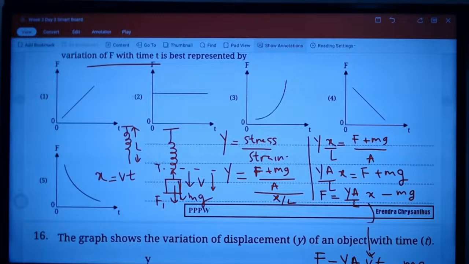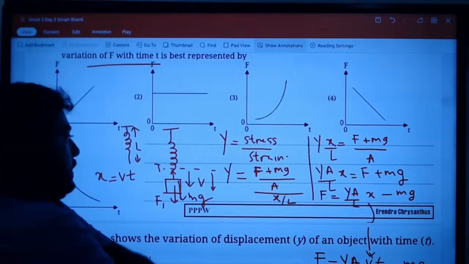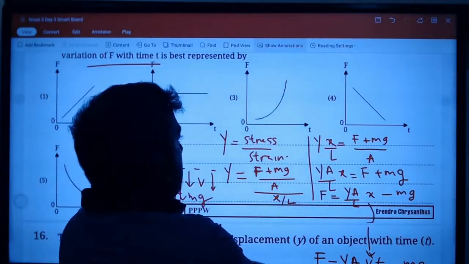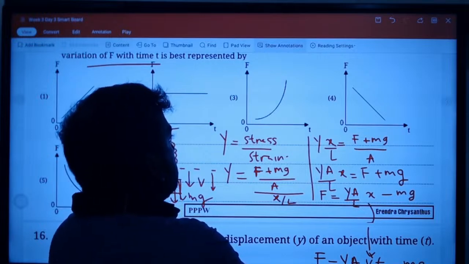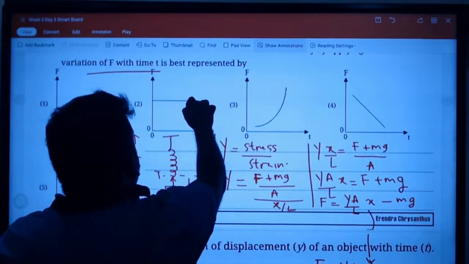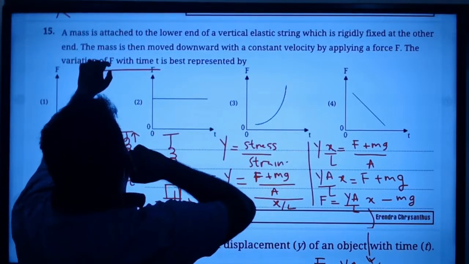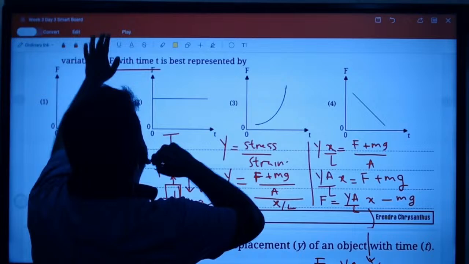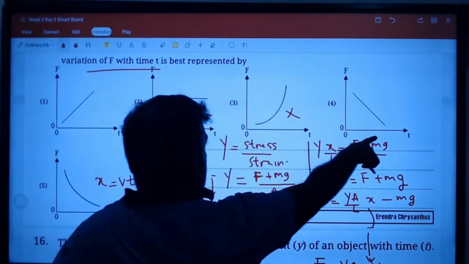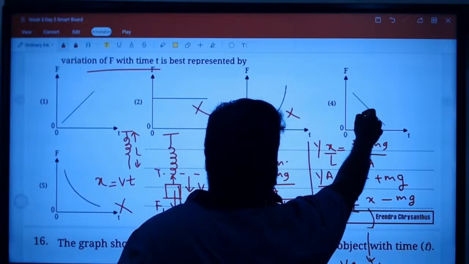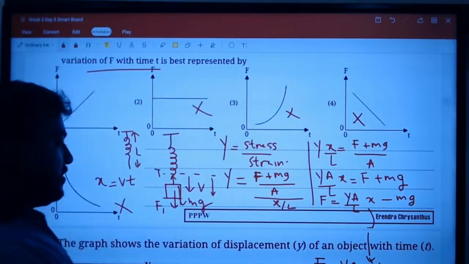Now if you look at it, guaranteed it won't be these graphs. Can't be these graphs. Here it's y equals mx minus c. I don't think it's a minus graph, so it's a positive gradient graph.